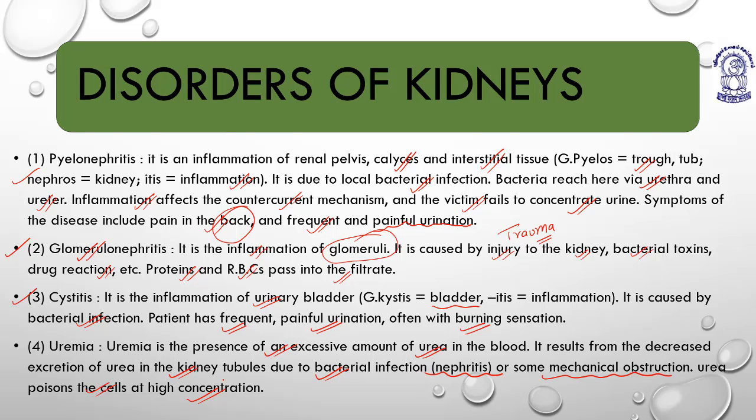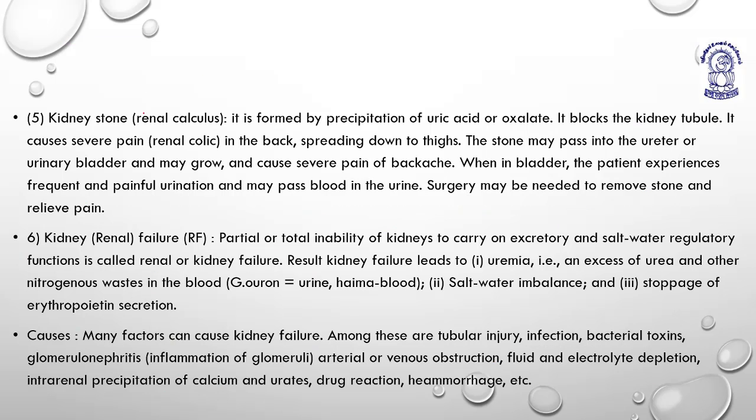Now coming to next, kidney stone or renal calculi. It is formed by the precipitation of uric acid or oxalate. So precipitation of uric acid or oxalate may lead to the deposition in the interstitial tissues of kidney. It blocks the kidney tubules. It causes severe pain known as renal colic in the back, spreading down to the thighs.